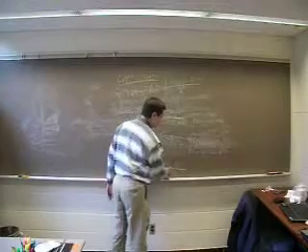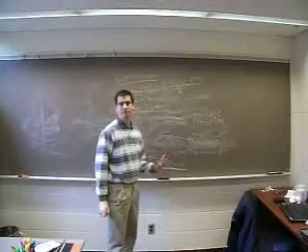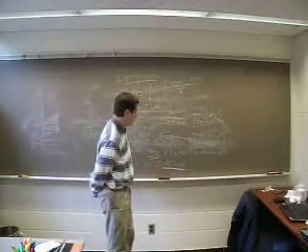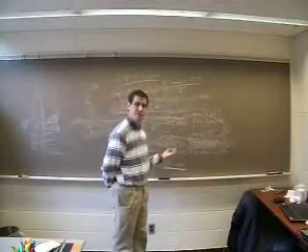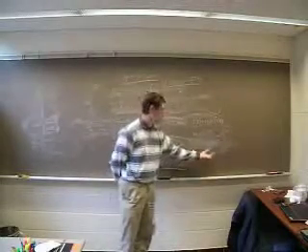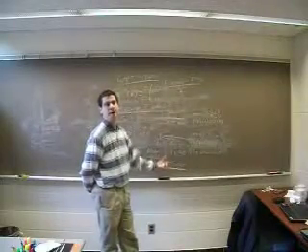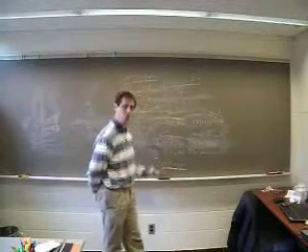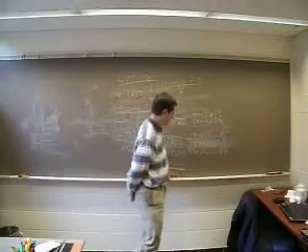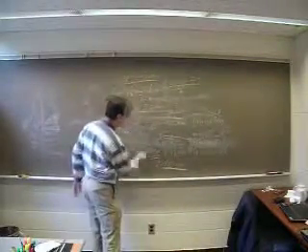Necessary means it must happen. But just because it happens doesn't mean that our conclusion holds. Sufficient means that if this sufficient condition happens, then we would be assured of having a maximum or minimum. So let's talk a little bit more about the difference.